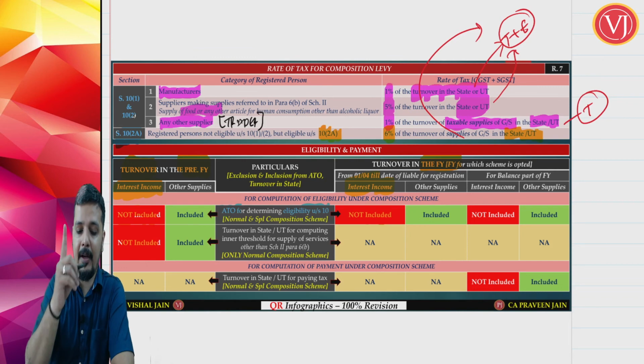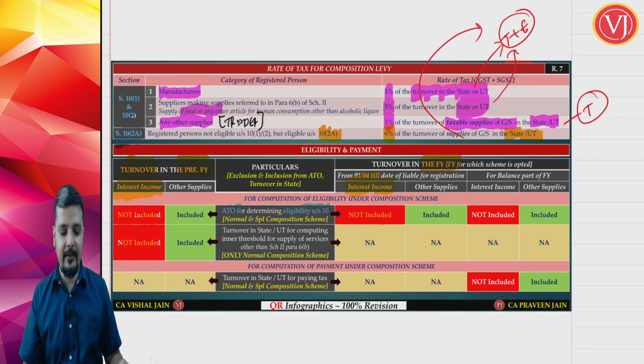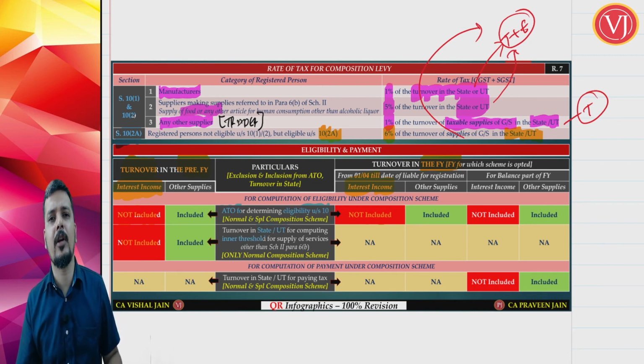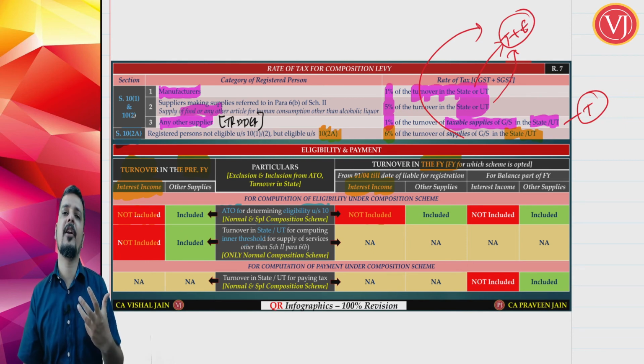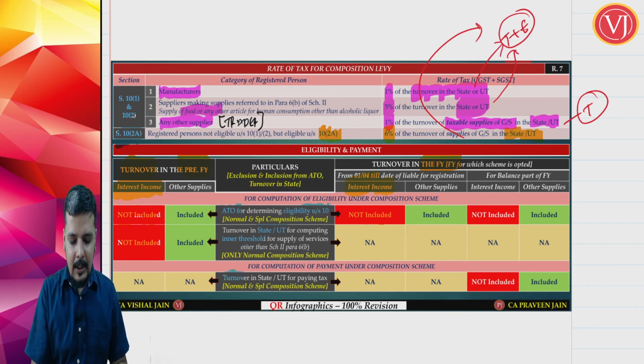That is your previous year and current year: 150 lakhs, 75 lakhs, 50 lakhs. This is aggregate turnover. Then there is the state turnover for your inner threshold limit. What is that inner threshold limit for the normal composition scheme? 10% of the preceding financial year state turnover or 5 lakhs, whichever is higher. Also, turnover for paying tax.